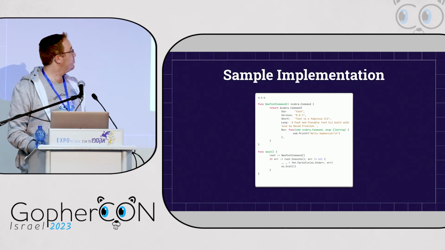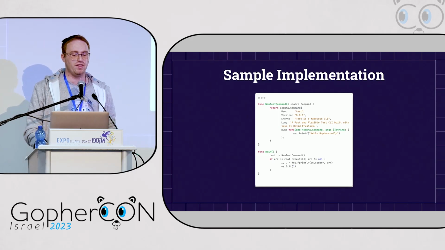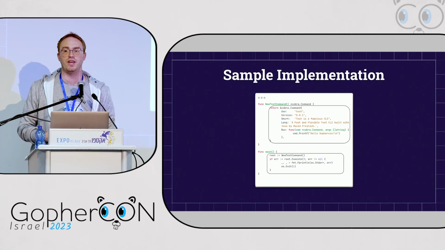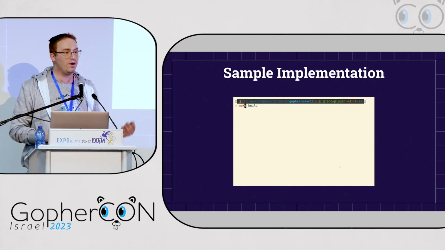So this before you is pretty much a sample implementation. This is a hello world. What you do is you create a cobra.command, which is pretty short when you look at it. And in the main, all that you do is you execute it. And that's all you need to get running. And now you see me running it.